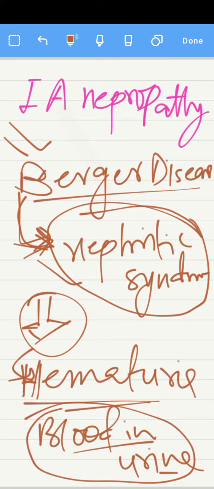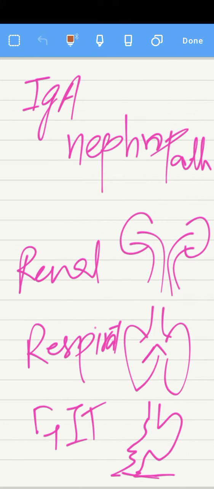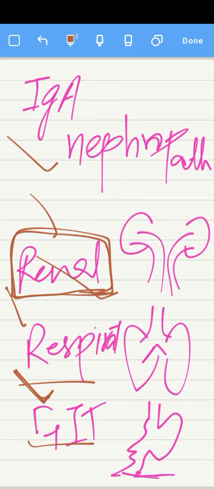So in this way, an IgA nephropathy or Buerger disease patient presents, and it most commonly involves the kidney, and in renal complications it develops hematuria, and respiratory or GIT complications in the patient. So in this way, Buerger disease progresses and deteriorates the function of the kidneys.